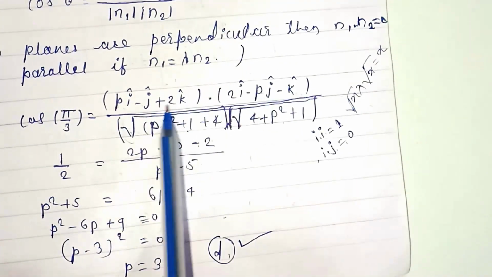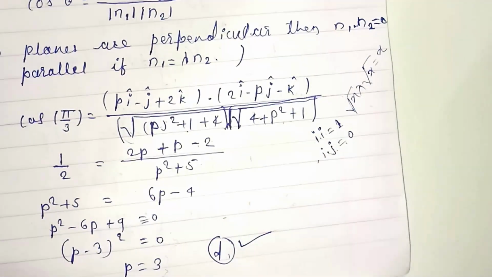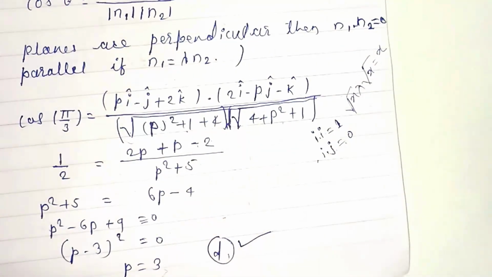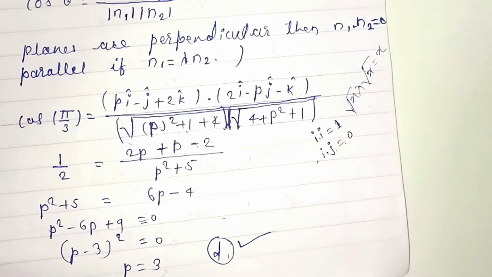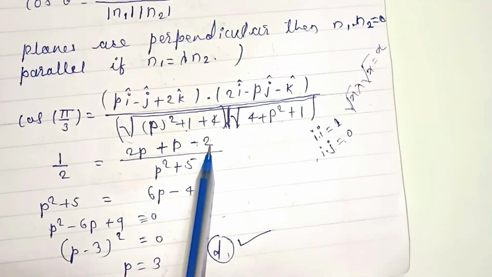And the other variables, like i into j and i into k, these are the odd variables, so we denote their product as 0. If their product is 0, the element corresponding to this i cap, j cap, k cap always goes to 0. So here the numerator is 2p plus p minus 2.